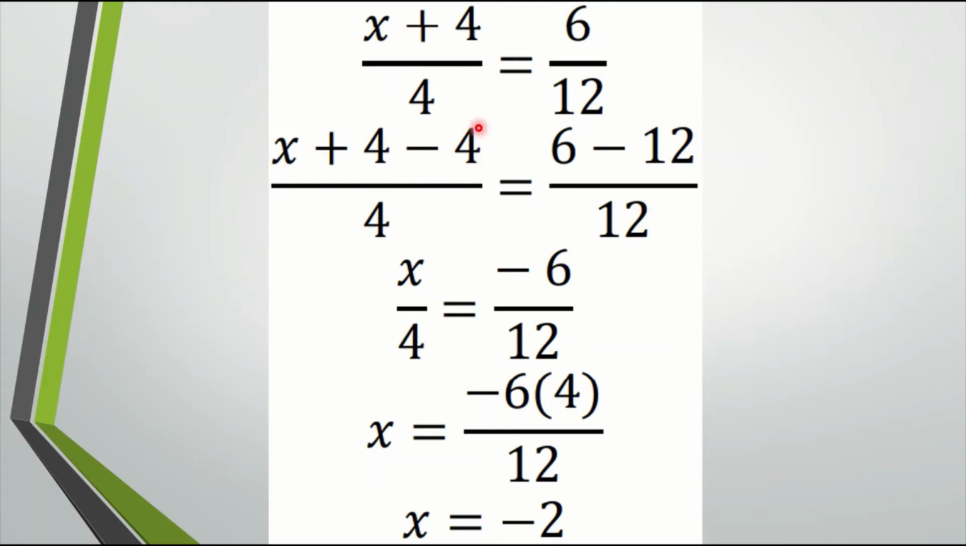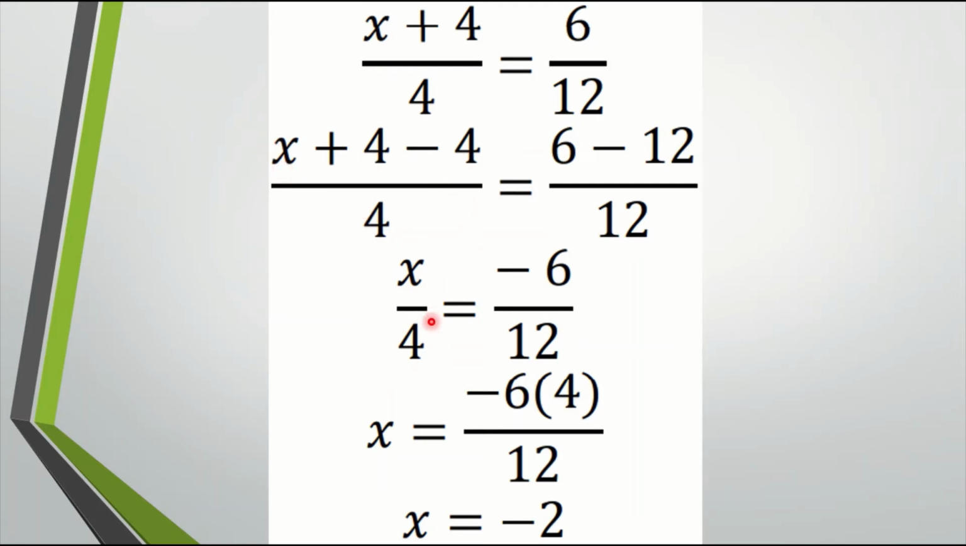So, bakit ba tayo nag-a-add and nagma-minus? Look at this. This one is plus. So, para maging 0 na siya, ano ang idadagdag mo? Minus 4. Yun po yung logic doon. Okay? Para hindi ka na mahirapan.